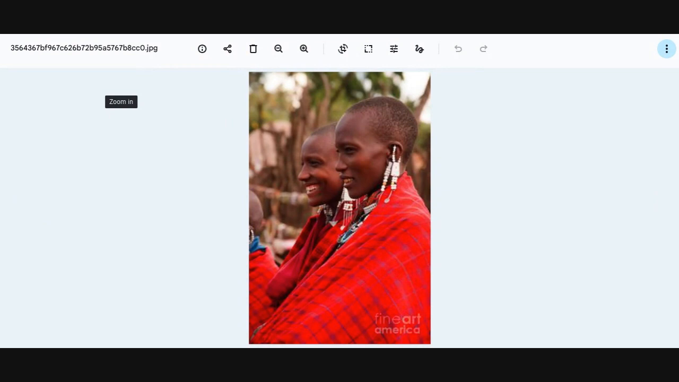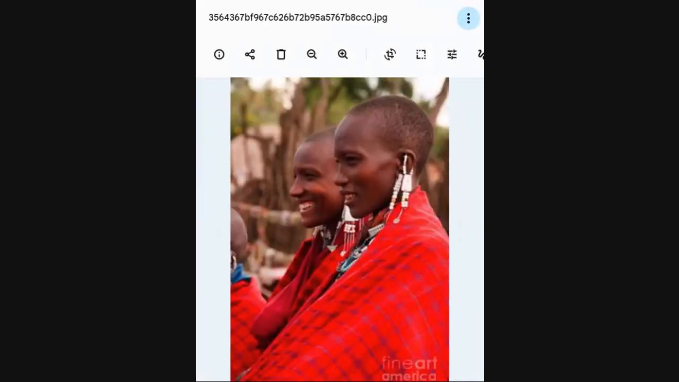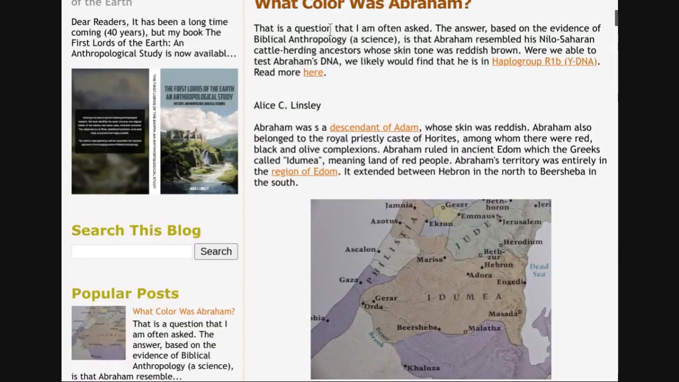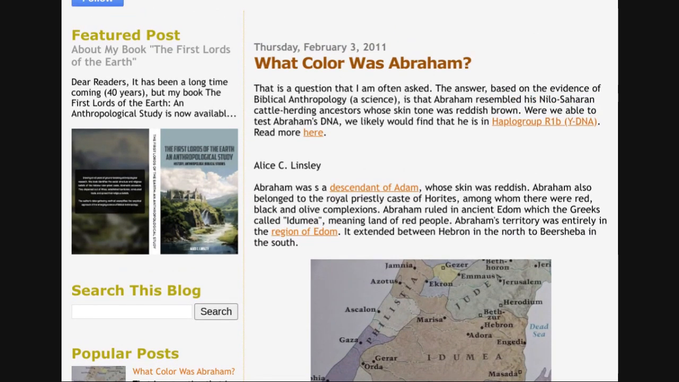I also just want to mention real briefly that she did an article on Edom. In this article, I'm not going to read most of it, I'm just going to show some pictures. She says here, what color was Abraham? I think I did a video on this one. This is the article I did on it.